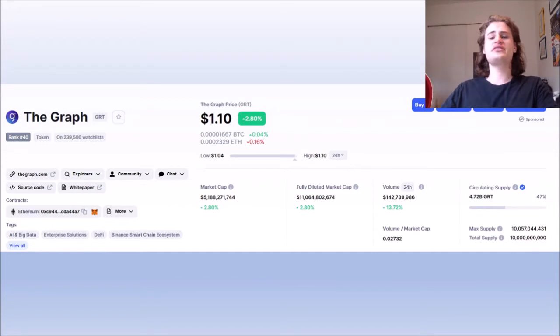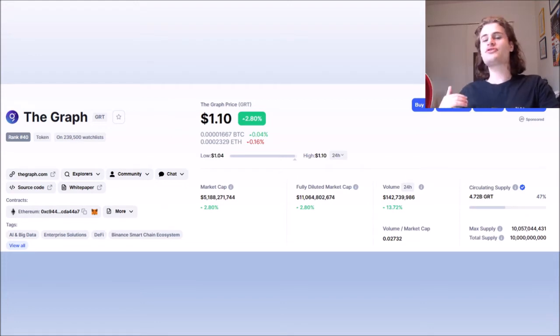Now, the first thing that I want to discuss is the graph's tokenomics. As we can see, the graph has a token and it's called GRT. Now, the GRT token currently has a price of $1.10. However, there's roughly 4.72 billion GRT in circulation, and there's a maximum supply of 10 billion GRT. This means that about 47% of the supply is circulating, and it still has a bit of room to be diluted.